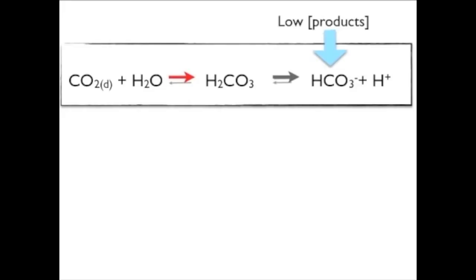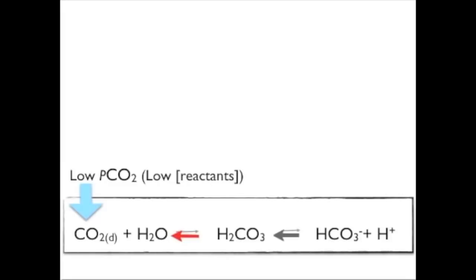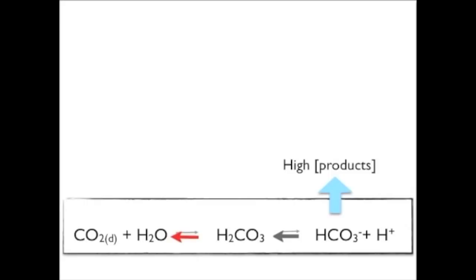When there are low concentrations of products, in this case bicarbonate, that also tends to drive the reactions to the right. On the other hand, when there is low partial pressure of carbon dioxide, when there are low reactants, this low partial pressure is going to drive the reactions to the left, and we'll have carbon dioxide produced. And when there are high concentrations of products, this tends to drive the reactions to the left.